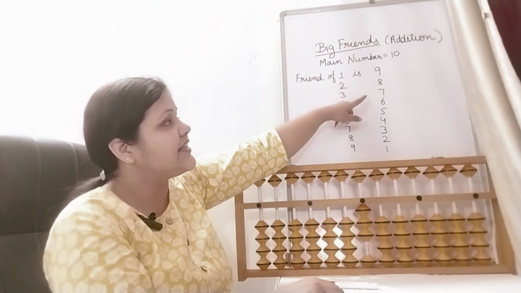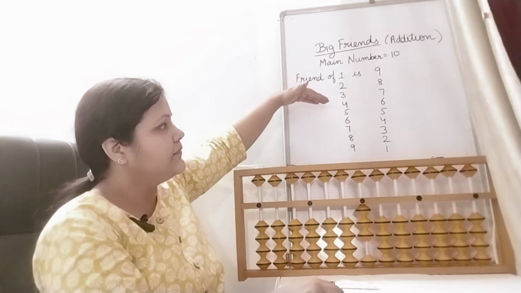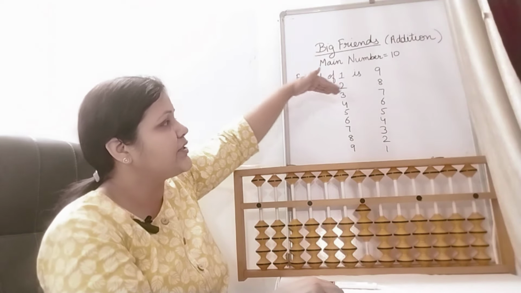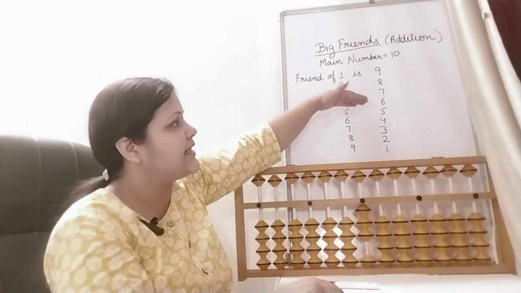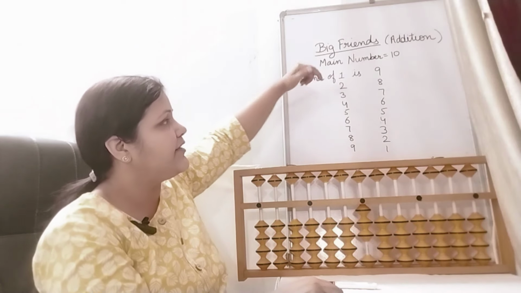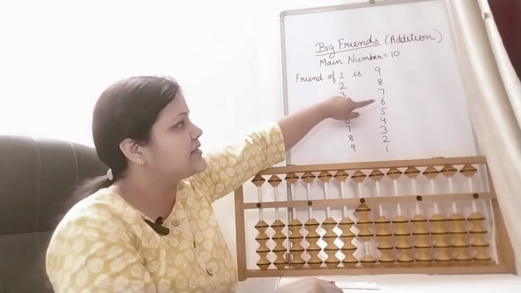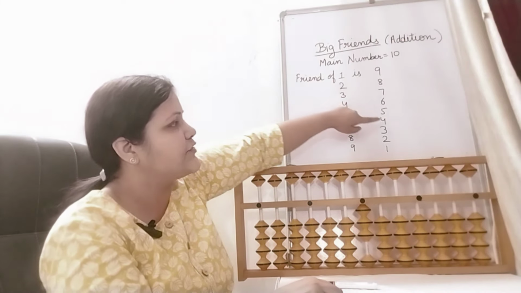Similarly, 3 plus 7 is equal to 10. So the big friend of 3 is 7. 4 plus 6 is also 10. So the big friend of 4 is 6. 5 plus 5 is 10. So the big friend of 5 is 5. The big friend of 4 is 6, and the big friend of 6 is 4.